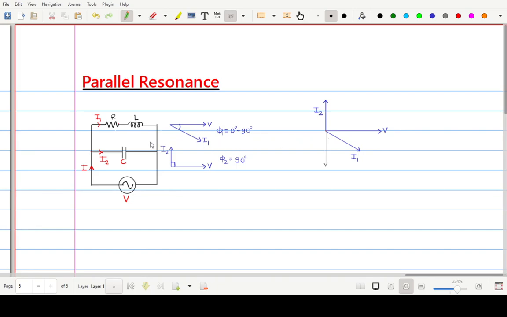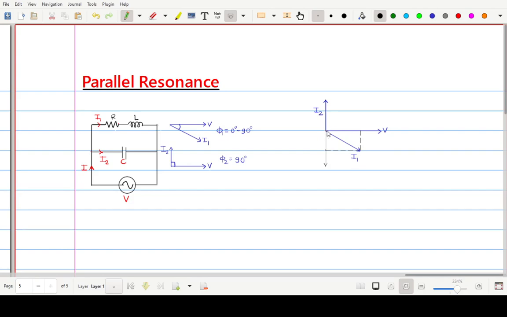Okay, so the resonance is possible only when this first current and second current are equal and opposite. But since I2 is on the y-axis and I1 is not on the y-axis, we cannot compare them directly. So what we can do, first of all, we will divide this current I1 into two parts, one component on the x-axis and one on the y-axis. For that purpose we will take vertical and horizontal projections like this. From the end of I1 we have taken one vertical projection and one horizontal projection. Okay, so we will get two components of this current I1.